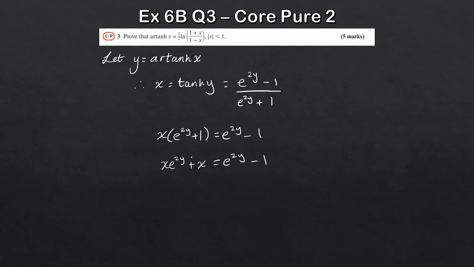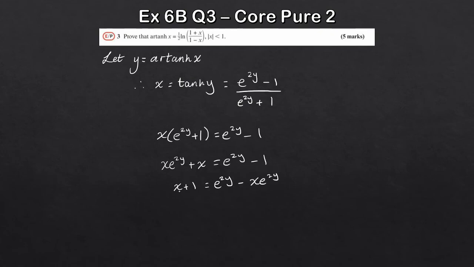Now, it doesn't matter which way you rearrange this, but I'm going to take my x e to 2y over onto this side. It just makes it a little bit easier, but it wouldn't matter if you took the e to 2y onto this side. That would not matter either. But just to make my life a little bit easier, I'm going to do it that way. So this will be x plus 1 on this side. So x plus 1 is going to be equal now to e to 2y minus x e to the 2y.